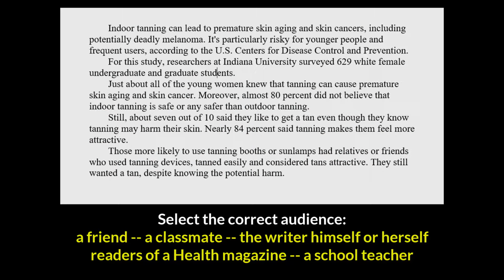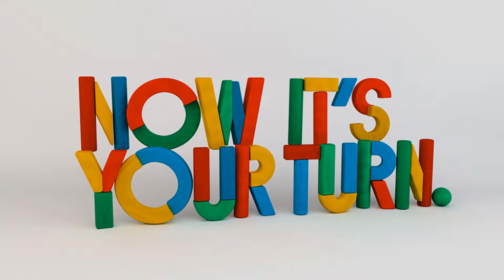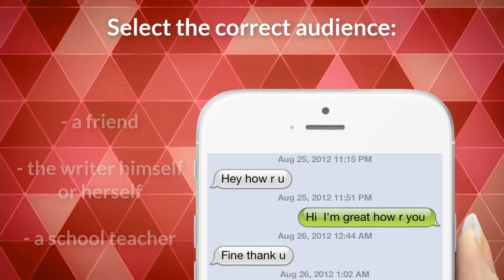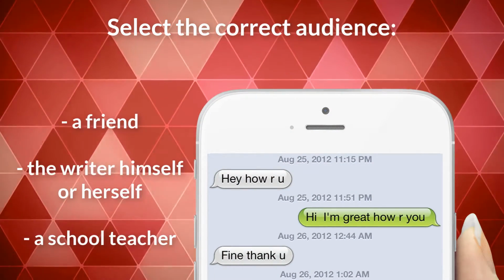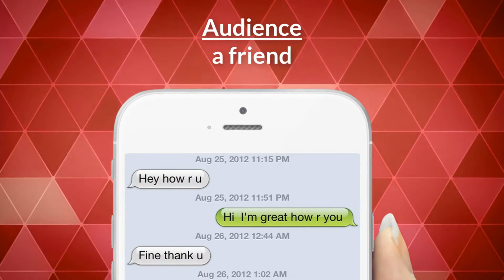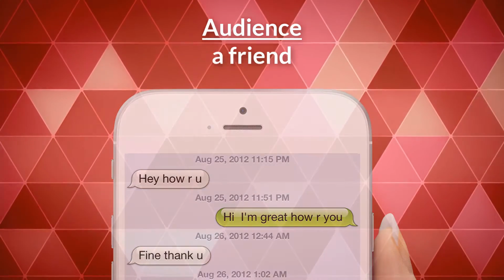Take a look at the following text and select the correct audience. Was this written to a friend, a classmate, the writer himself or herself, health magazine readers, or a school teacher? That's correct. It was written for an audience of readers of a health magazine. Now select the correct audience in the following. Was it written to a friend, the writer himself or herself, or a school teacher? That's correct. When writing to a friend, we can use abbreviations and slang, especially if we are texting.